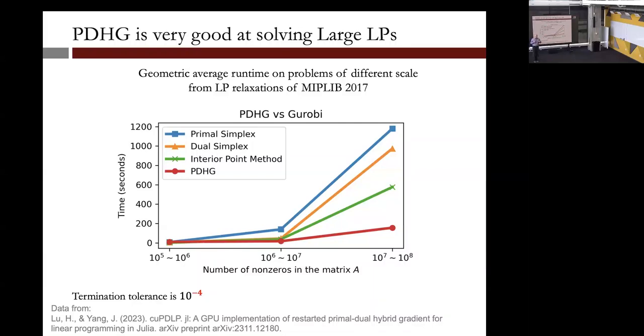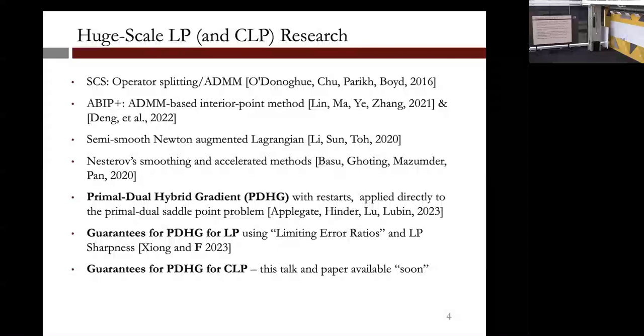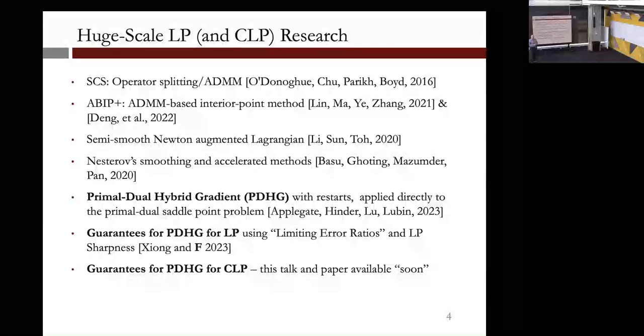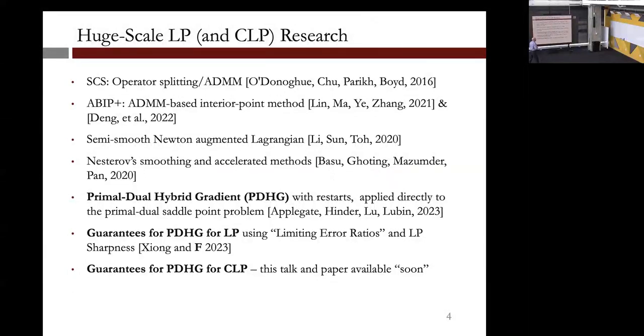So the goal of this talk is not going to be to hype anything, but I may wind up hyping something. But I'm trying to be academically honest here. Huge scale LP and now conic linear programming research has really had a renaissance just in the last several years in terms of first order methods. I list a whole bunch of papers here, but I'm really focused on primal-dual hybrid gradient with restarts, that's Applegate, Oliver Hinder, Haihao Liu, and Miles Lubin. That was just last year.